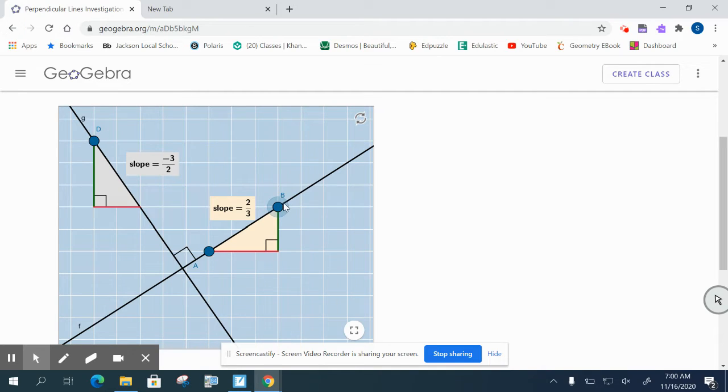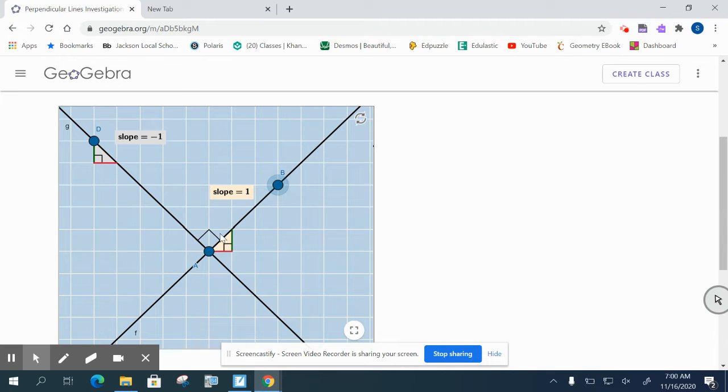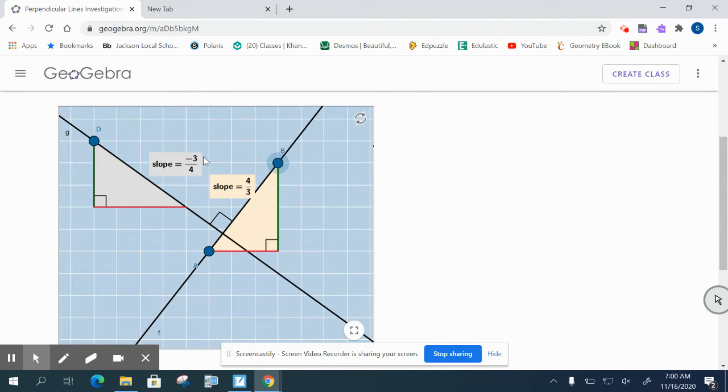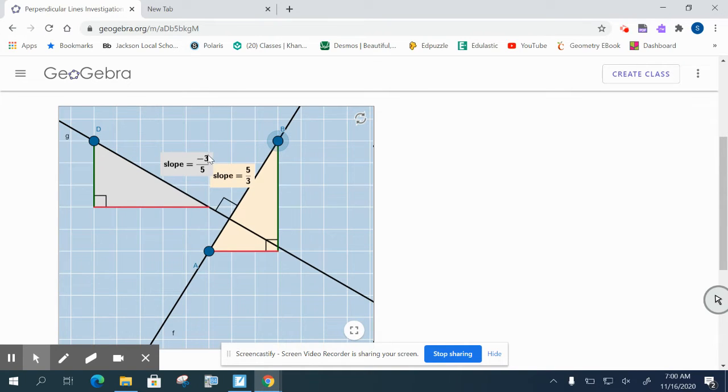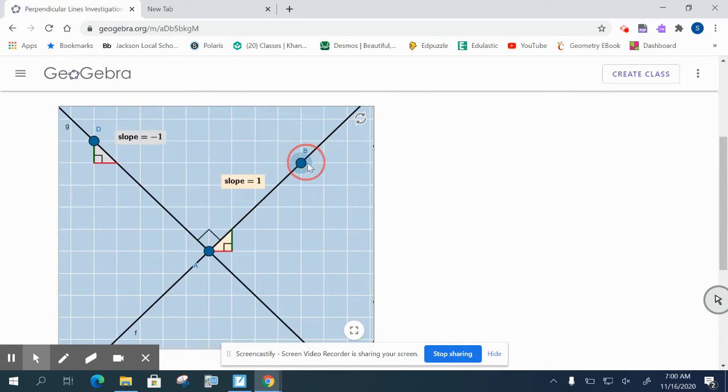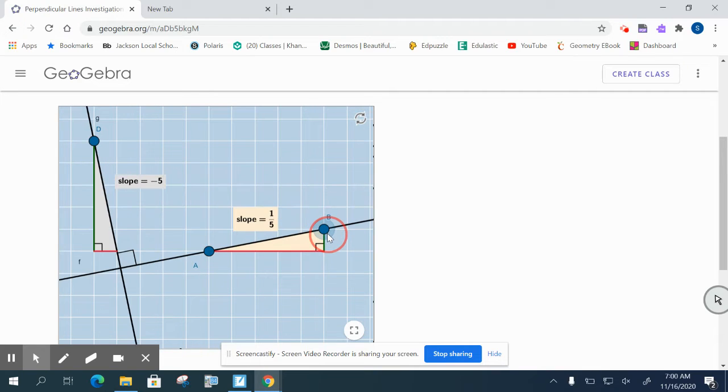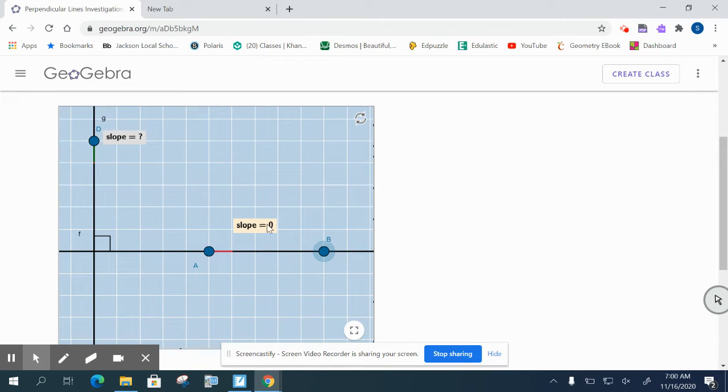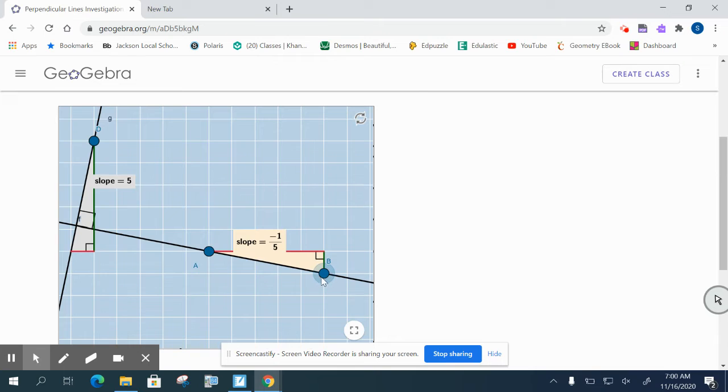So let's take point B and drag it around and see what happens. If I drag B around, the right angle is going to stay the same, but the slopes of the lines are going to change. So here the slopes are -1 and 1. I move it up. The slopes are -3/4 and +4/3. I move it this way. The slopes are -3/5 and +5/3. If I keep moving it around, notice what happens. -5, +1/5. Undefined and 0. 5, -1/5.